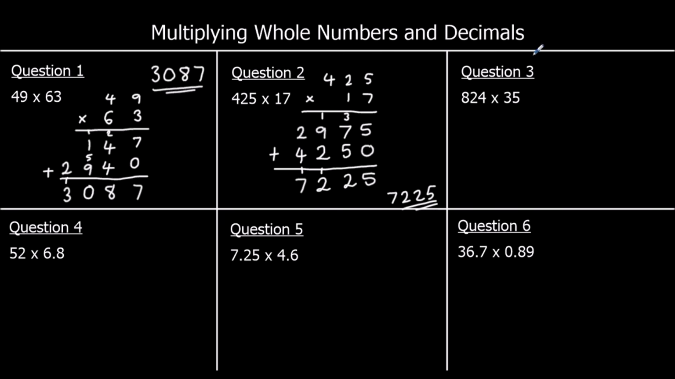Question 3. We've got 824 times 35. So we're going to do 5 times 824 and then 30 times 824 and add them together. So 5 times 4 first, that's 20. So we have a 0 in the ones, carry over the 2. 5 times 2 is 10, plus the 2, 12. So 2 in the tens, carry 1 over to the hundreds. And 5 times 8 is 40, plus the 1, 41.